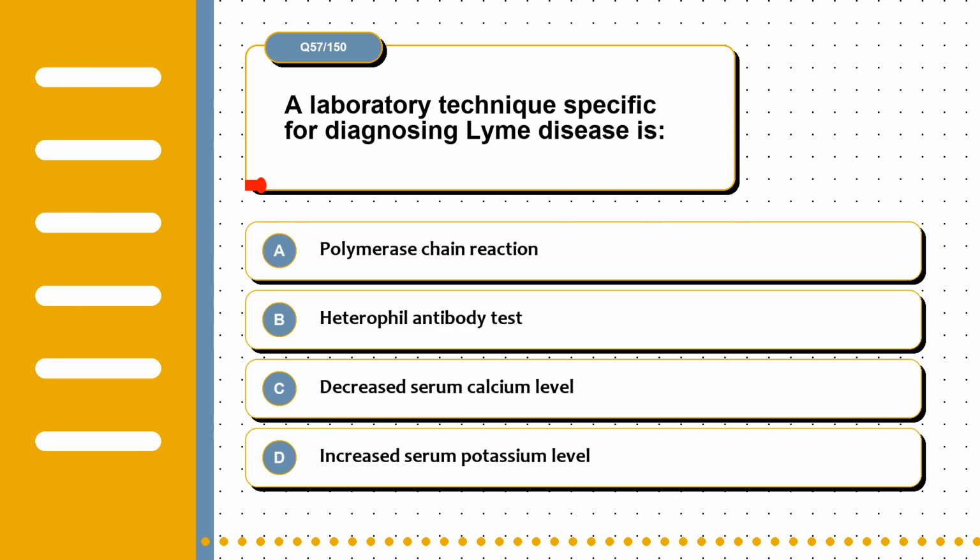Question 57. A laboratory technique specific for diagnosing Lyme disease is. Here are the options. Option A. Polymerase chain reaction. Option B. Heterophil antibody test. Option C. Decreased serum calcium level. Option D. Increased serum potassium level.